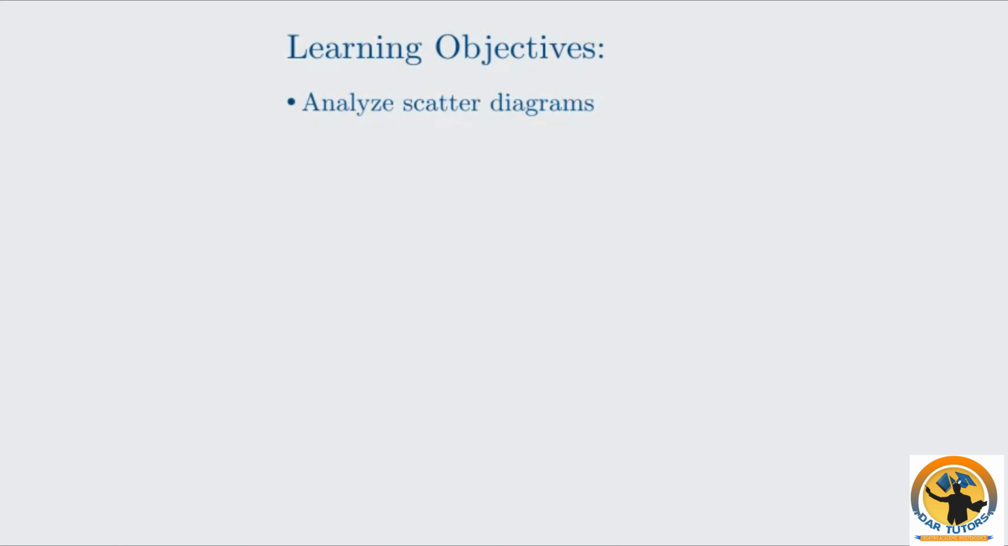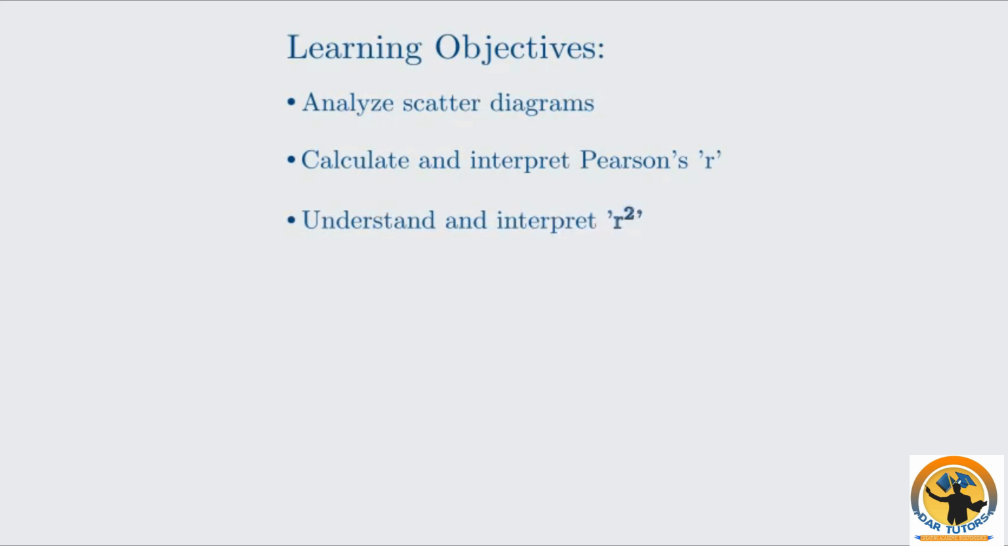In this video, we will explore key concepts in bivariate statistics, a fundamental topic within the IB Mathematics: Applications and Interpretation higher-level curriculum. By the end of this session, you will be able to, first, analyze the relationship between two numerical variables using scatter diagrams. Second, calculate and interpret Pearson's product moment correlation coefficient, r. Third, understand and interpret the coefficient of determination, r squared. And finally, use a line of best fit to make and evaluate predictions.